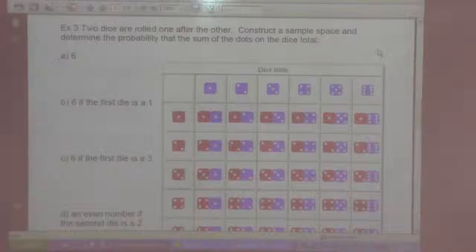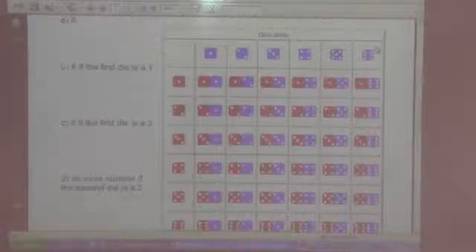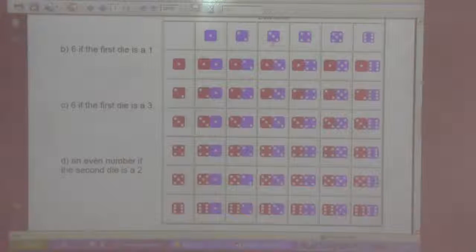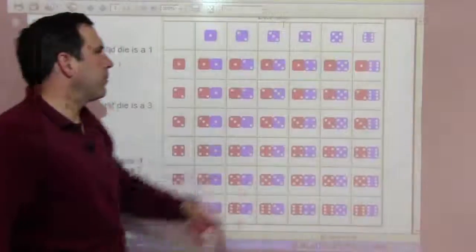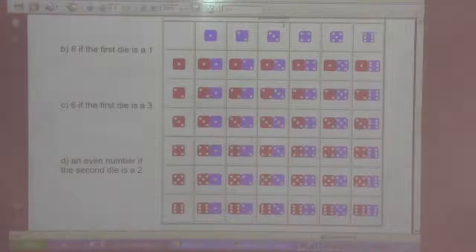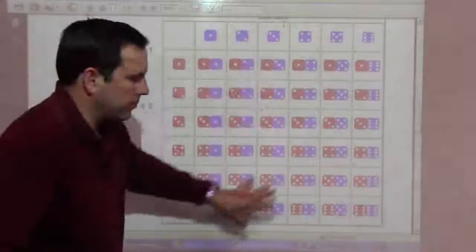Two dice are rolled, one after the other. Construct a sample space and determine the probability that the sum of the dots on the dice totals the given amount. What I have here is the entire sample space. I don't care if you call this the first die and this the second die. And these are all the pairings.